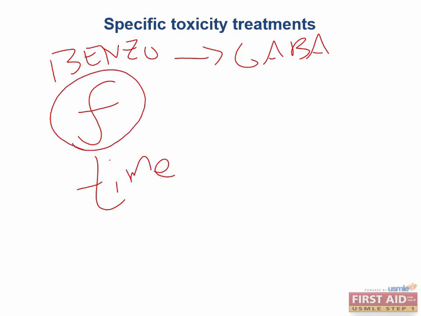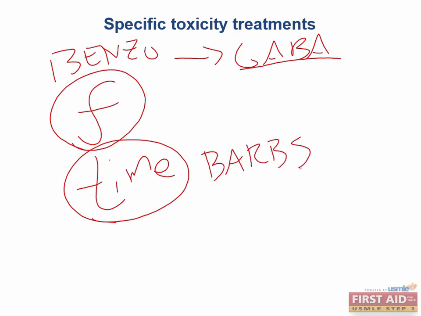Frequency, because benzos make the GABA receptor more attractive for GABA to bind it. This means GABA will bind more frequently. What drug increases the duration of time that the channel is open? These are your barbiturates, or barbs for short.